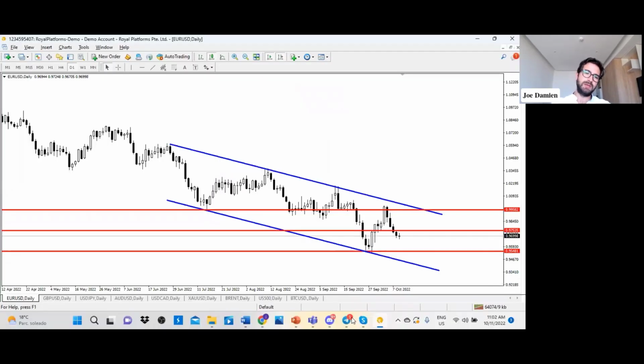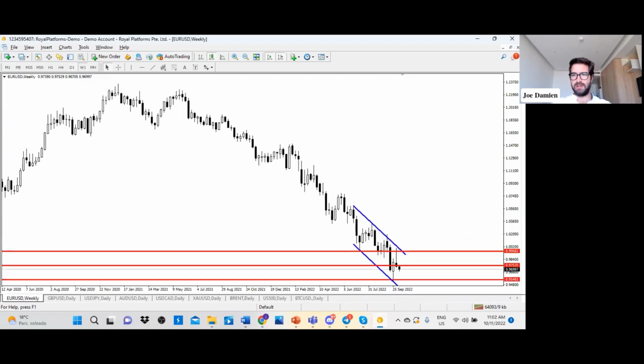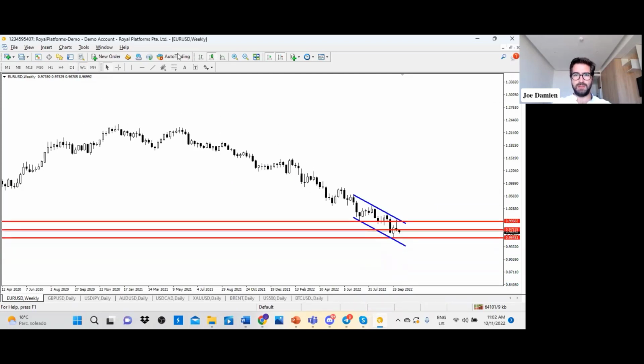Let's start with Euro USD. As always, we will use two time frames. The higher one is the weekly time frame to know the direction, and from there we will go to the daily time frame for execution or to find some trading ideas.